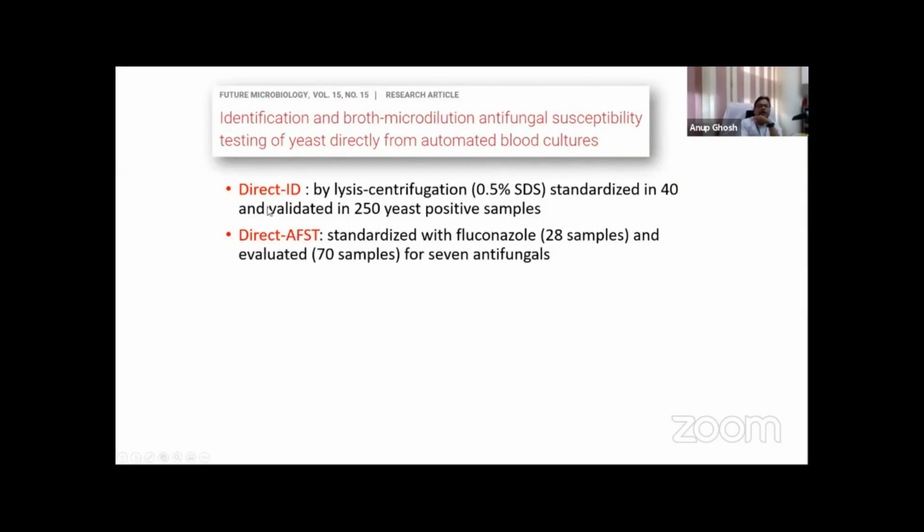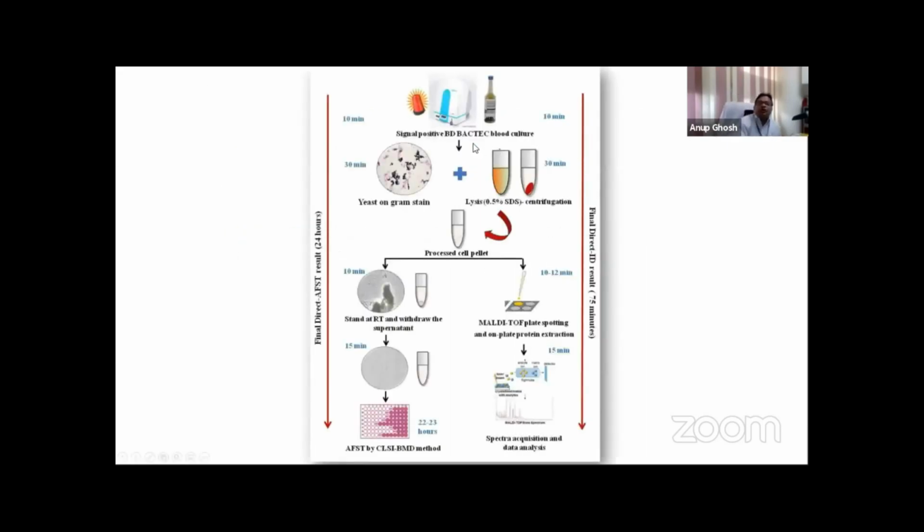I'll show you. We have done the direct identification, and after direct identification from the pellet, we have also done the AFST. So this is the schematic. When you get a flag bottle, you just do the gram stain, then take 4 ml of blood and make the pellet. One portion of this pellet you use for MALDI identification, and the rest of the pellet you process. We have modified and developed this process: you clean up the pellet, set the inoculum size, and go for the AFST. So the final direct AFST is within 24 hours, and the identification takes just a little more than 1 hour. We are doing this in the routine laboratory now.